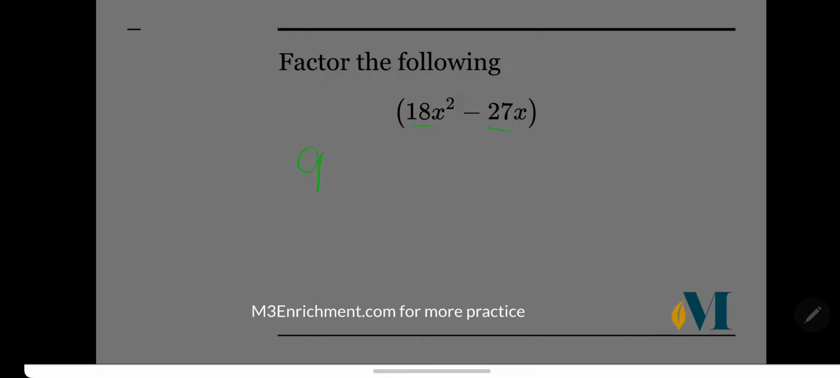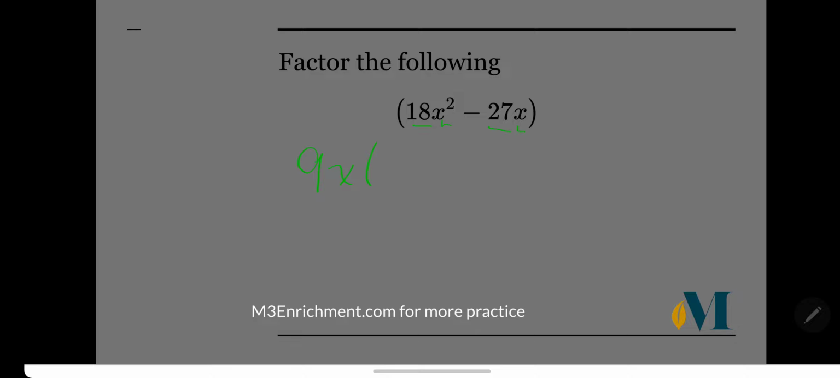All right, now let's look at our variables. We have x squared and x. Okay, they both have that common x. So I'm going to factor out x from each term also. So we have 9x.